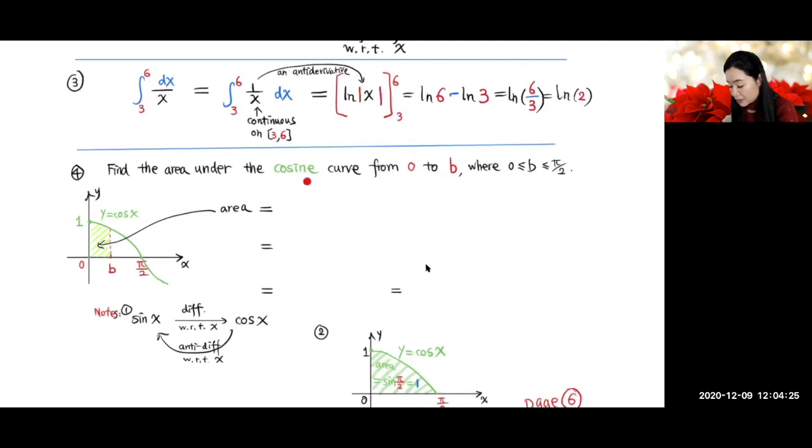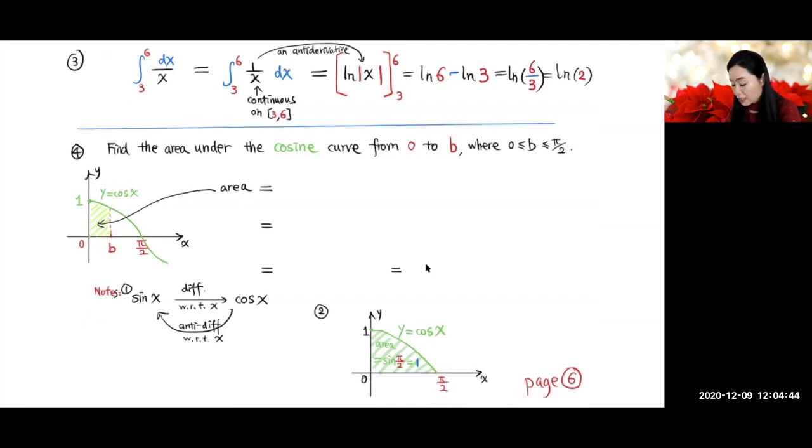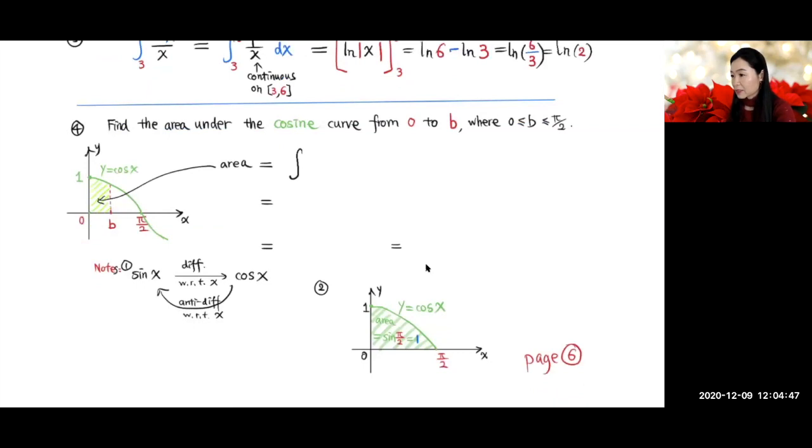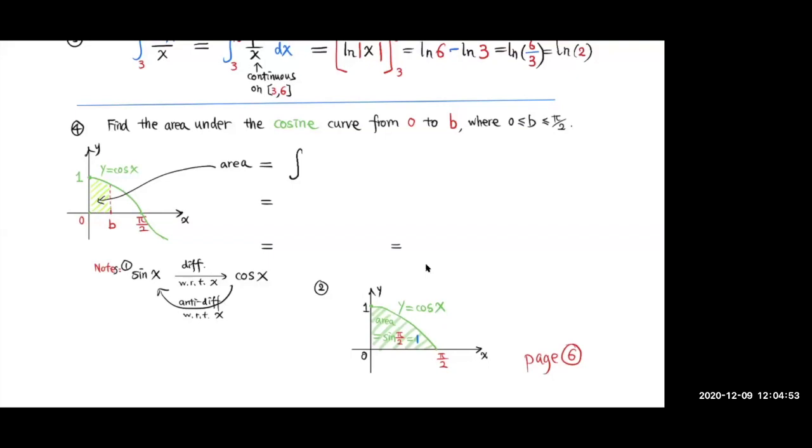Now the next one. Find the area under the cosine curve from 0 to b, where b is between 0 and pi over 2. So think about this b between 0 and pi over 2. This area from 0 to b corresponds to this integral. What integral? Can you help me find the integral? It is from 0 to b. What's the function? Cosine of x. You got it. And then dx.